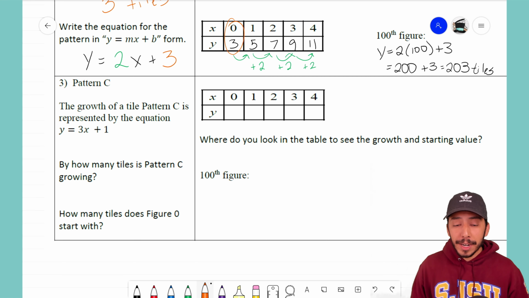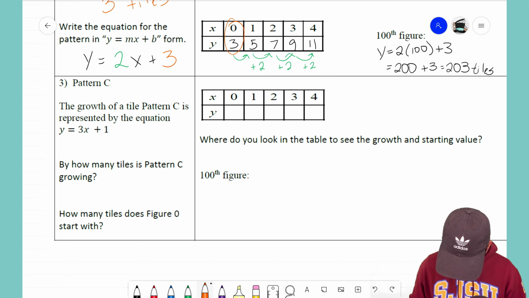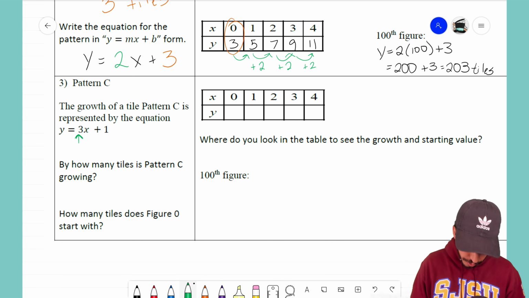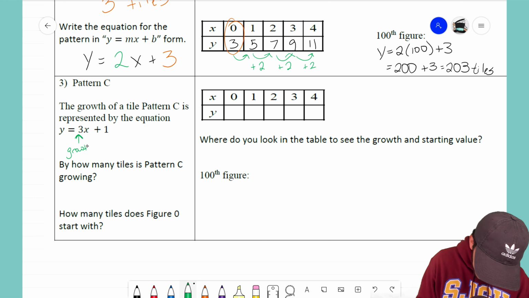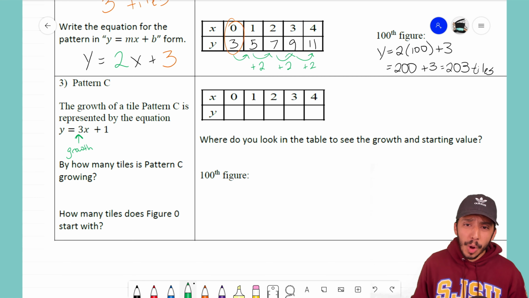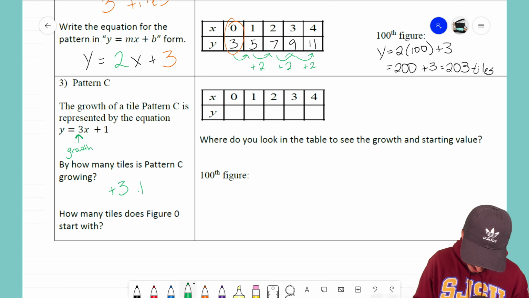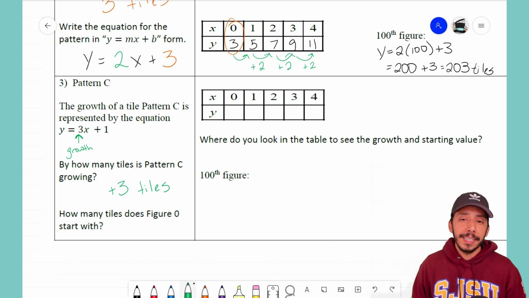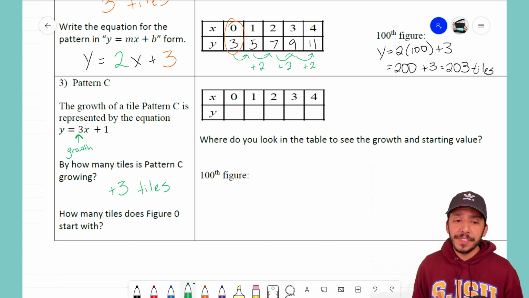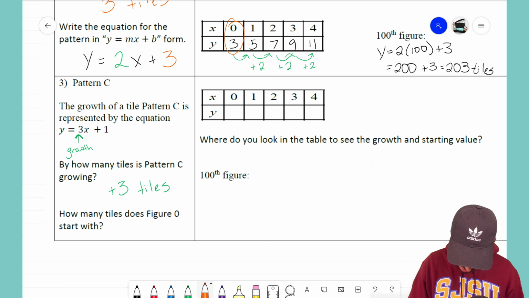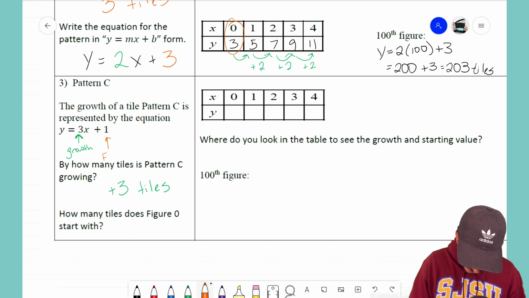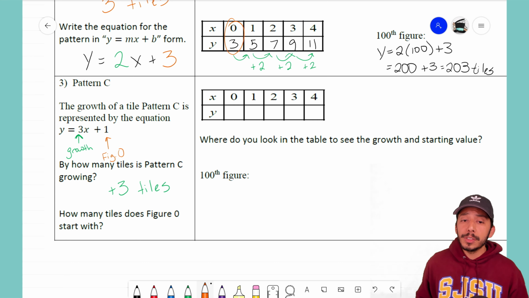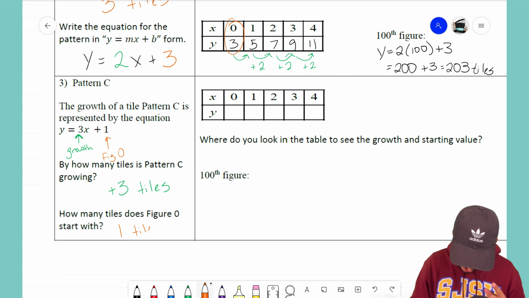So, how many tiles is pattern C growing by? Well, looking at that equation and remembering that the term next to the x variable always represents our growth or our slope, I know then that this tile pattern for C is going to be growing by plus 3 tiles. I know that because the number with the variable is 3. And how many tiles does figure 0 start with? Well, I know that the b term at the end of this equation always represents our starting point, or in this case, our figure 0. So I know figure 0 starts off with 1 tile for pattern C.